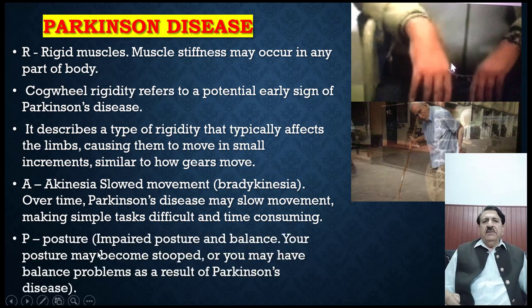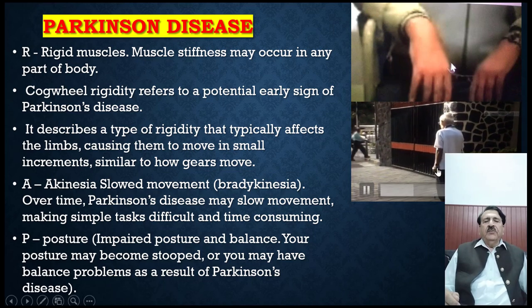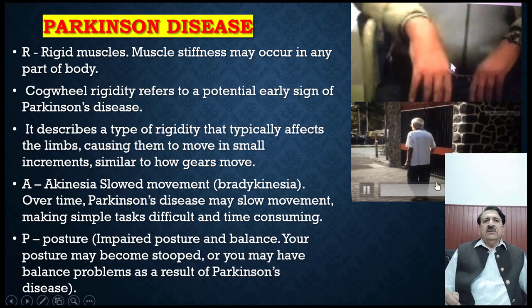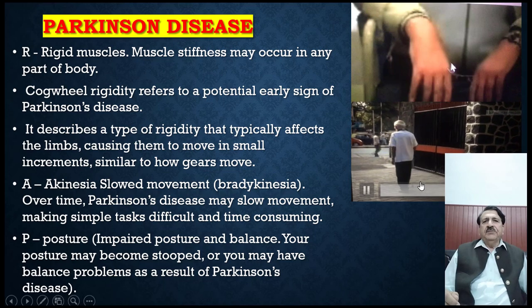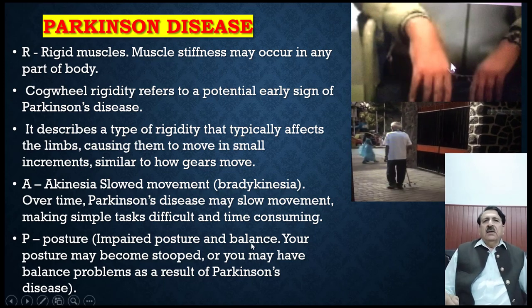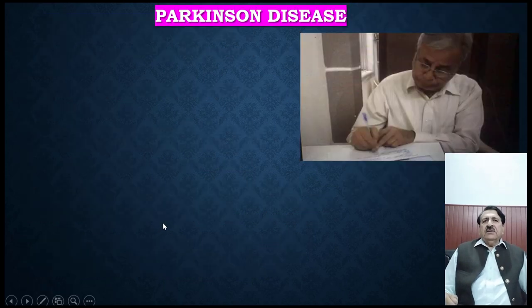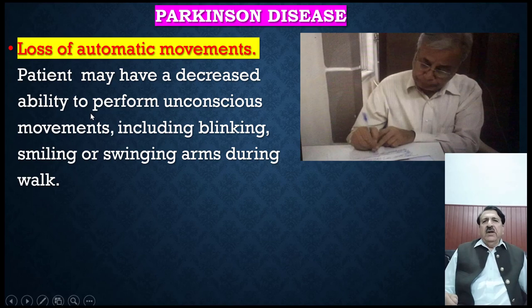Posture impairment, posture and balance. Posture may become stooped or have imbalance problems as a result of Parkinson's disease. You can see in this video that the movements are slow and the balance is a stooped type of balance. Loss of automatic movement. Patient may have a decreased ability to perform unconscious movements, including blinking, smiling, or swinging arms during walking.